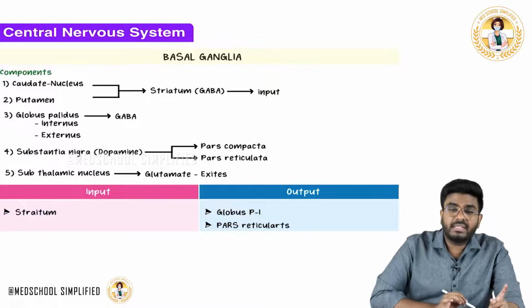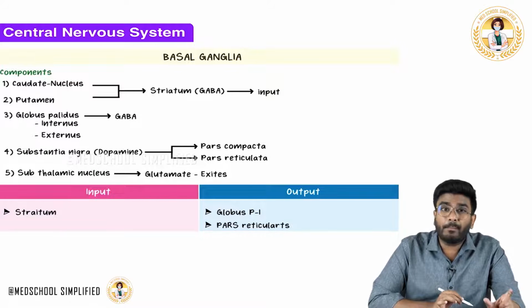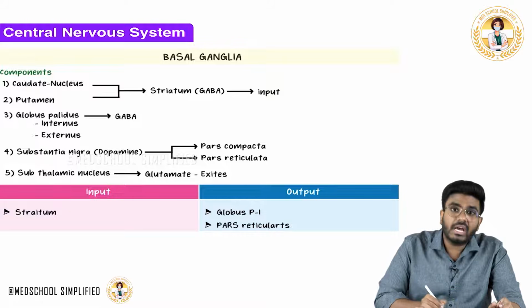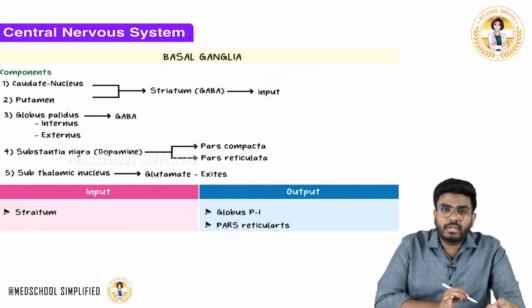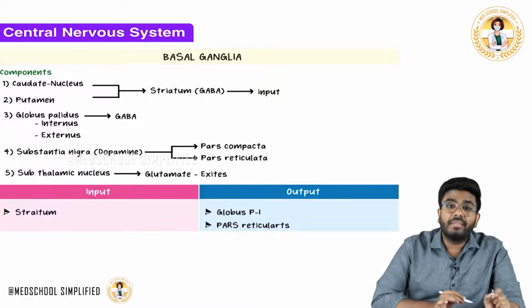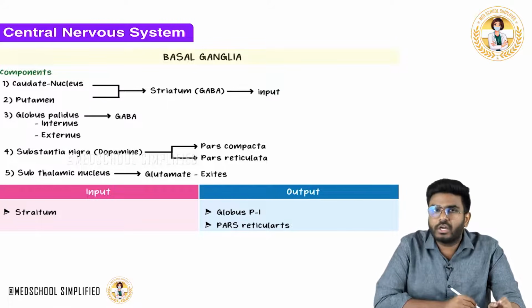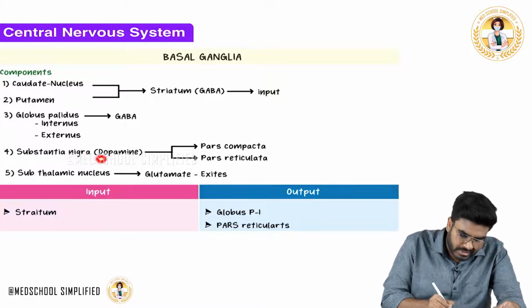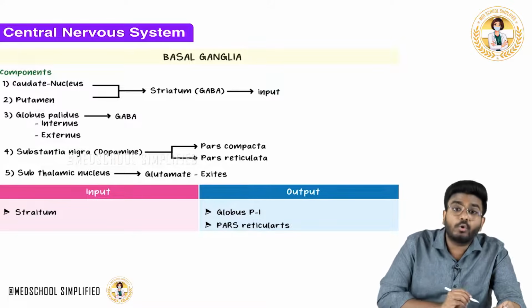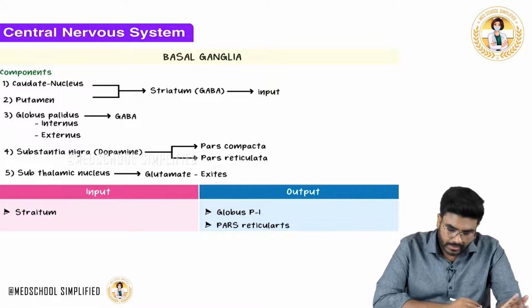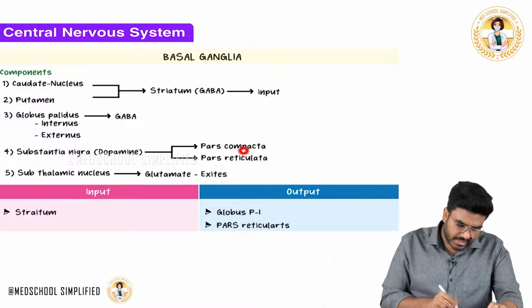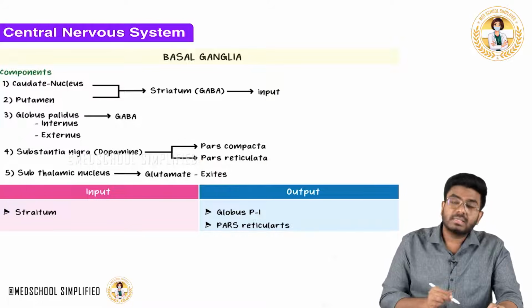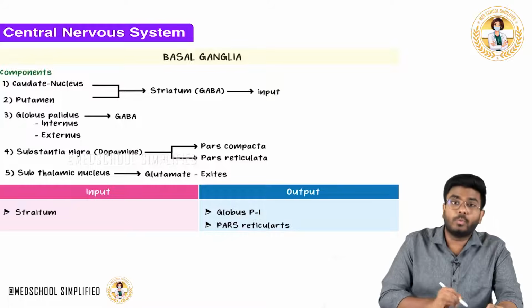Now, there is a structure present in the brainstem, or I should say in the midbrain. This structure is called the substantia nigra. The neurons present in the substantia nigra release dopamine. They are dopaminergic neurons, not GABAergic neurons. The substantia nigra is divided into two parts, pars compacta and pars reticulata, and they produce dopamine.